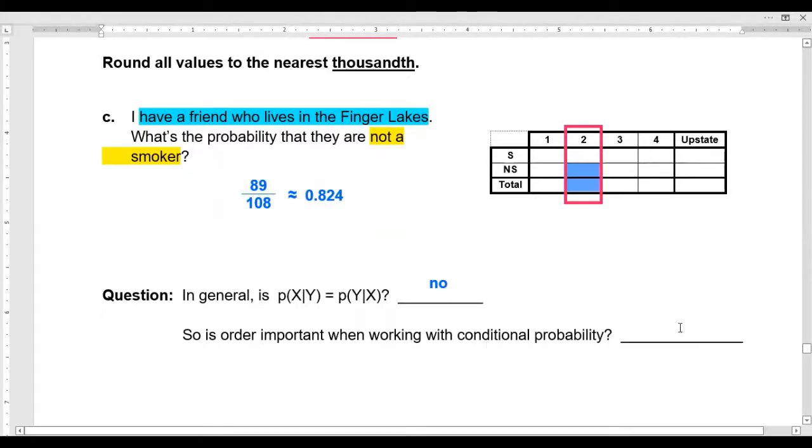So this means that yes, order is going to be really important for us when we work with conditional probabilities. So that's why I'm always looking at the given condition first. And then once I have that, I can start to dissect the rest of this table. So that's where we're going to conclude this video on using two-way tables for conditional probabilities. In the next video, we will look at some conditional probability formulas. So if we don't have a two-way table, how can we use a formula to find that probability?